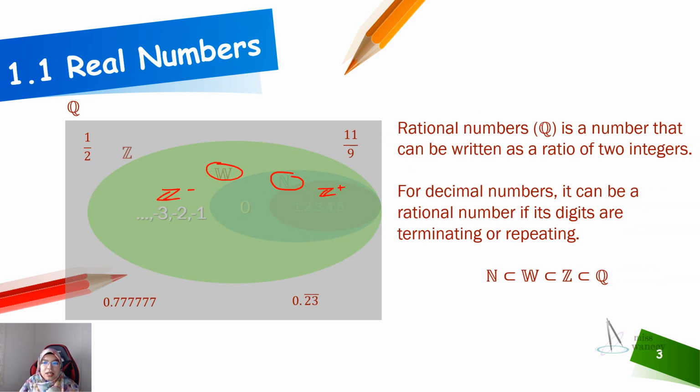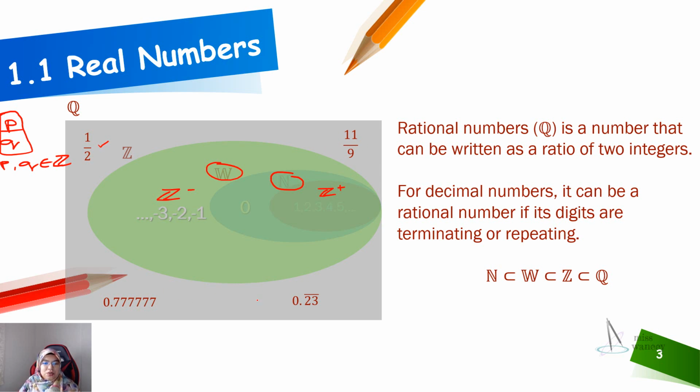So rational numbers are numbers that can be written as a ratio of 2 integers. So you can write them down as p over q, where both p and q are integers. So we have learned about integers previously. So as long as we can write them down in the form of p over q, then those are actually rational numbers. So as you can see over here, 1 is an integer, 2 is also an integer, therefore this is a rational number. 11 over 9, 11 is an integer, 9 is also an integer, therefore this is also a rational number.